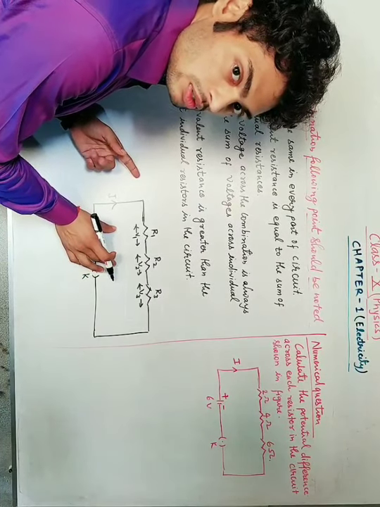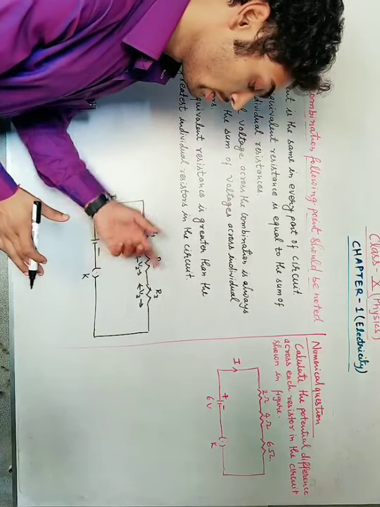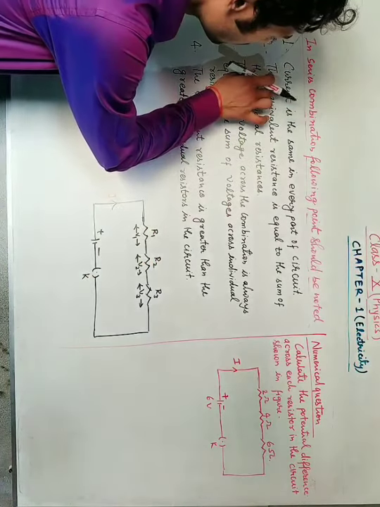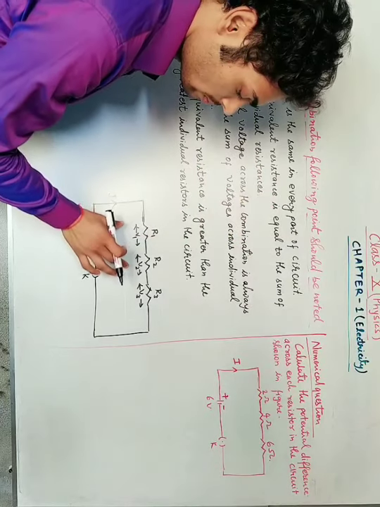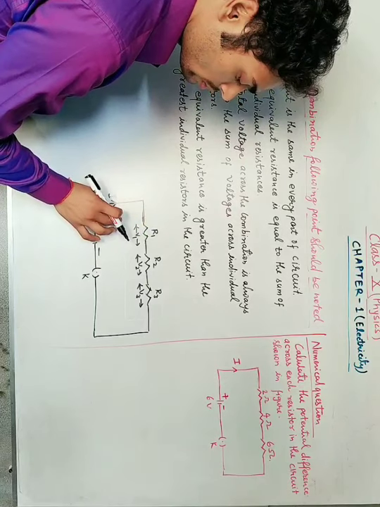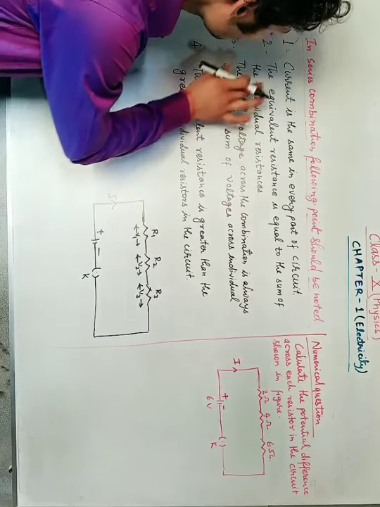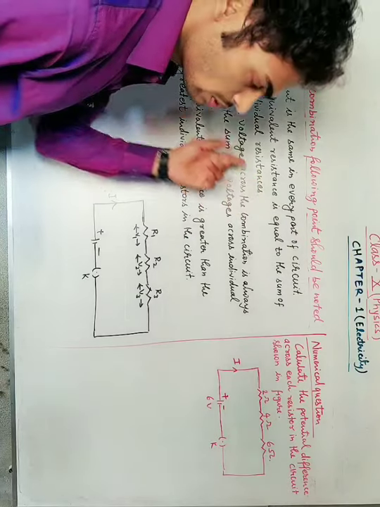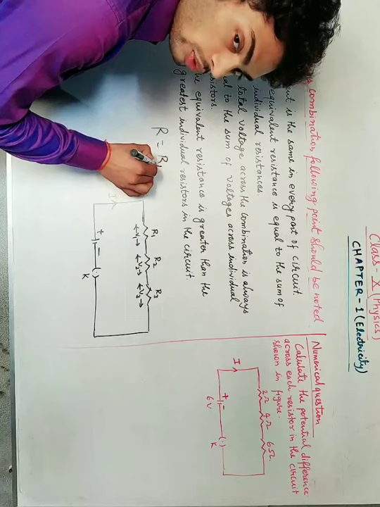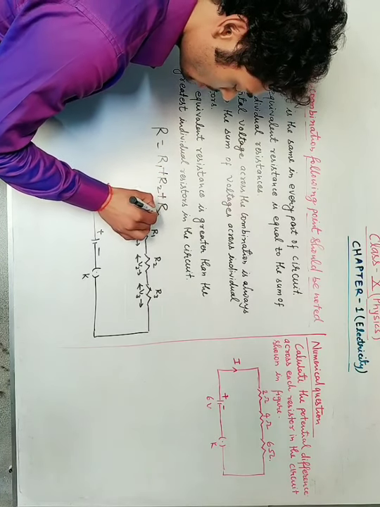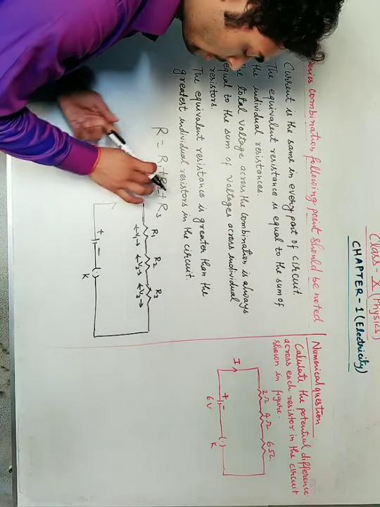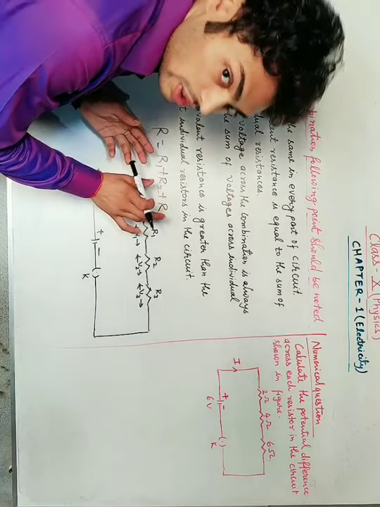Let us discuss some important points related to series combination of resistors. First point: current is the same in every part of the circuit, meaning in this circuit the current flowing is the same. Second, the equivalent resistance is equal to the sum of individual resistances, meaning R equals R1 plus R2 plus R3. Here R is greater than each of R1, R2 and R3.